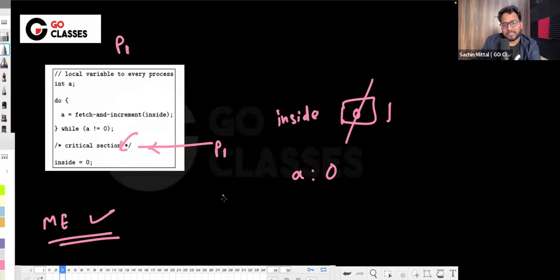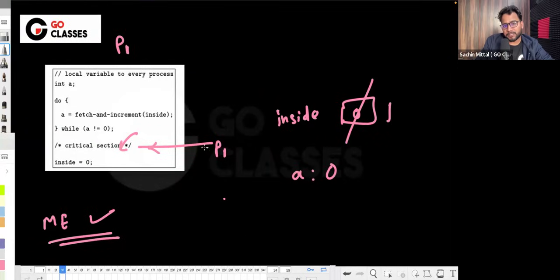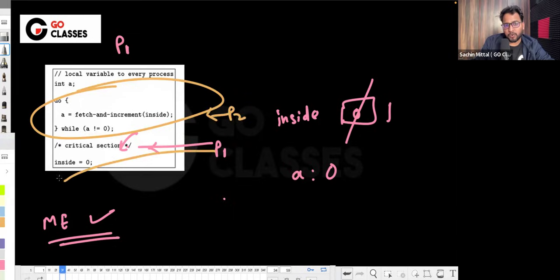Now let's see the next thing, which is deadlock and starvation. Suppose P1 is in the critical section. P2 is still in this do while loop, stuck here. Now tell me, can P1 go out, which means inside will now be 0, and can P1 come again? See, a is a local variable. If P1 goes out and comes again, it can definitely come again.